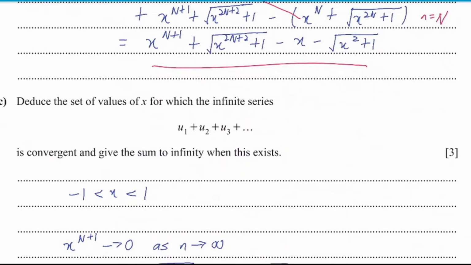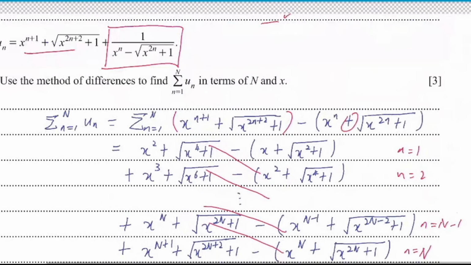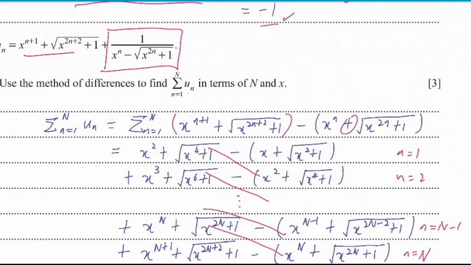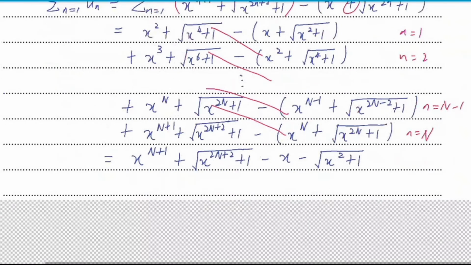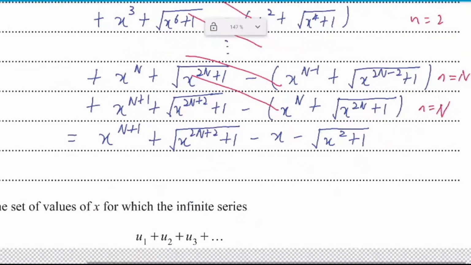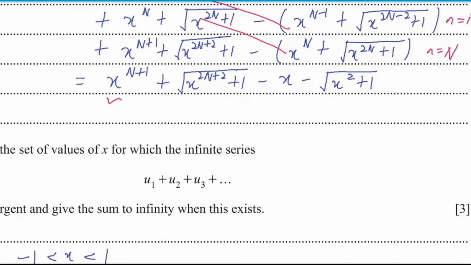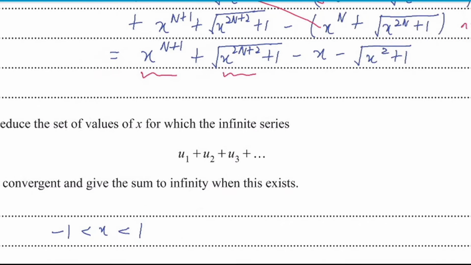So deduce the value in which the infinite series is convergent, and find the sum to infinity when this exists. What we actually have here is that they are adding u1 until u infinity. So it means the capital N here is infinity. So we have to look at what are the terms that are affected by the capital N. This is affected by it, and this is also affected by it.